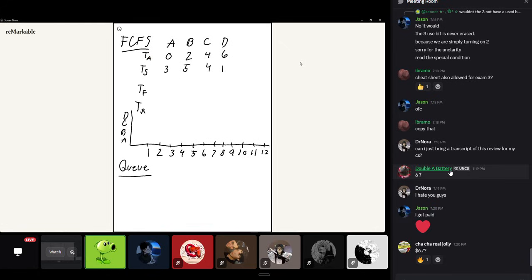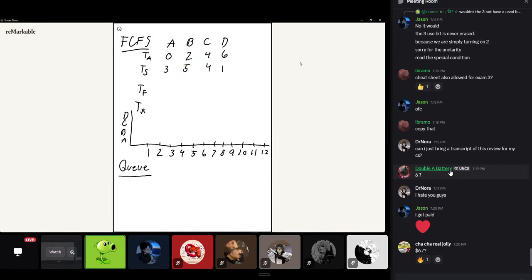We have TA. What does TA mean? TA means time arrival. So this is going to mean, when does the process arrive? A is going to arrive at 0, B is going to arrive at 2, C is going to arrive at 4, and D is going to arrive at 6. Those are where it's scheduled to arrive. Once it arrives, how long is it going to take to actually process? Well, A is going to take 3 time notches, B is going to take 5, C is going to take 4, and D is going to take 1.